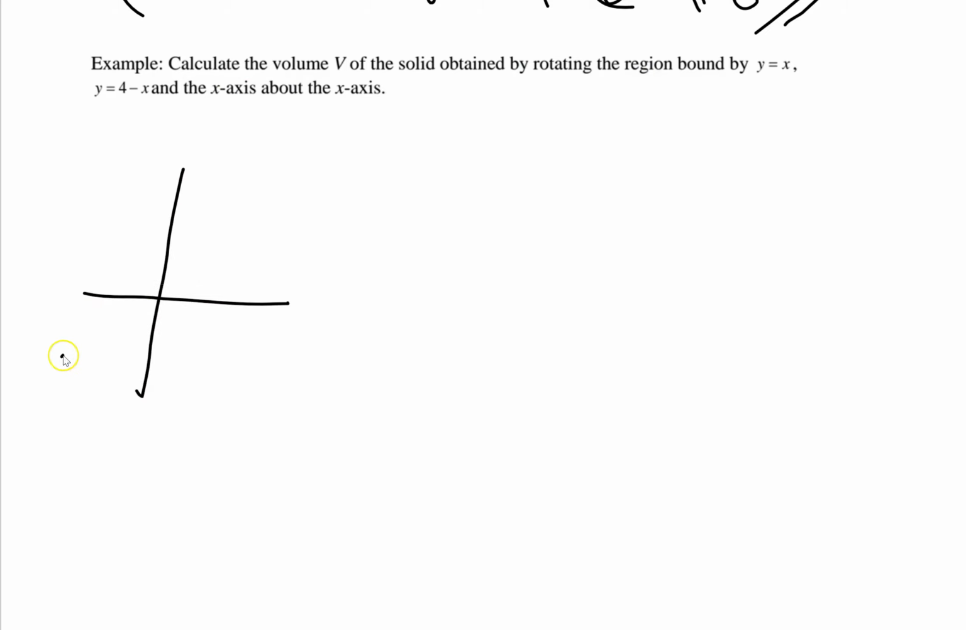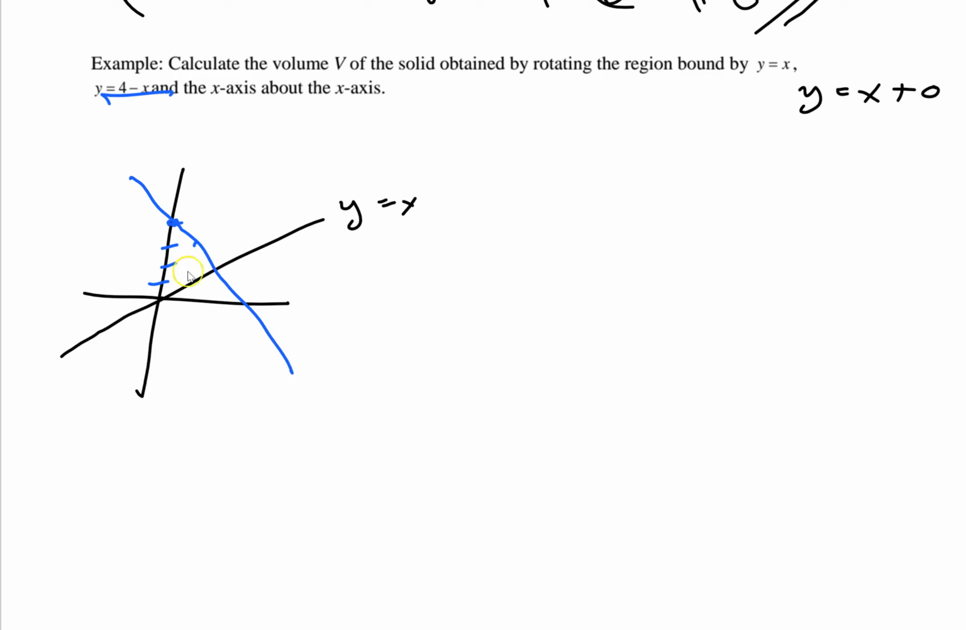So y equals x looks like this. It always helps if you actually write y equals x plus 0. So you start at 0 and go up 1 over 1. So something like that. And the next one, y equals 4 minus x, so go up 4 and down 1 over 1. So something like this. And we probably want the region bounded by y equals x and the x-axis. So we want this region.